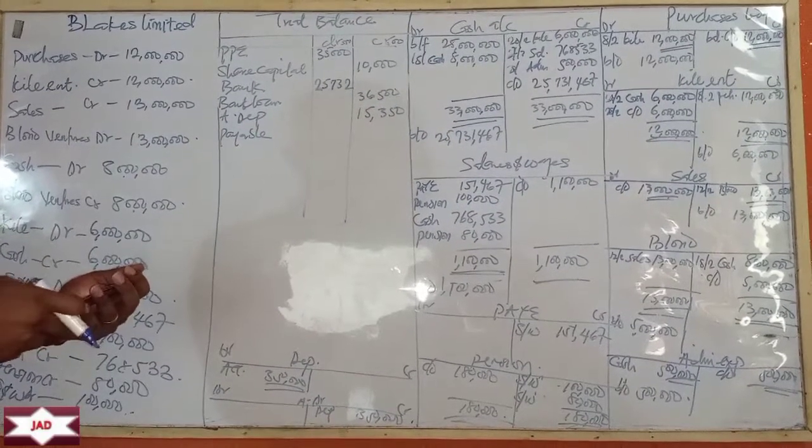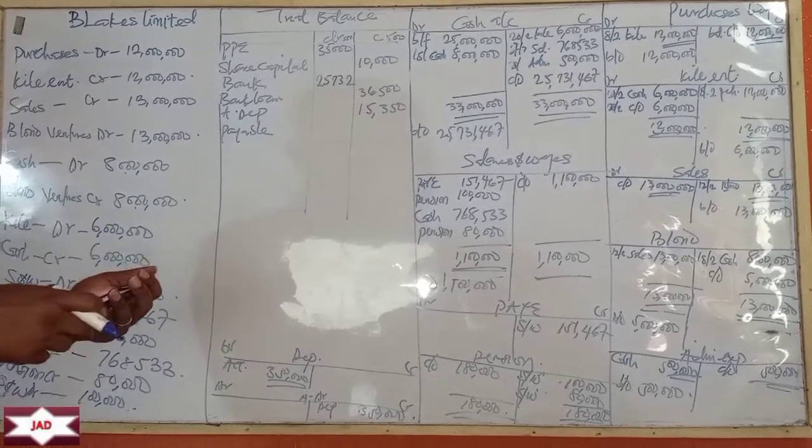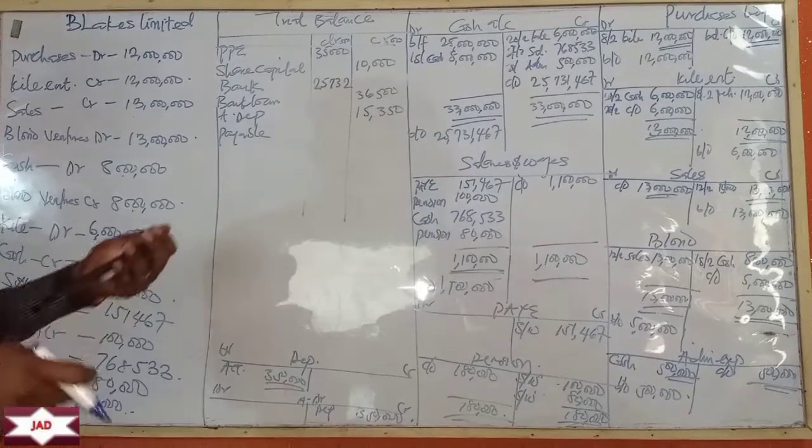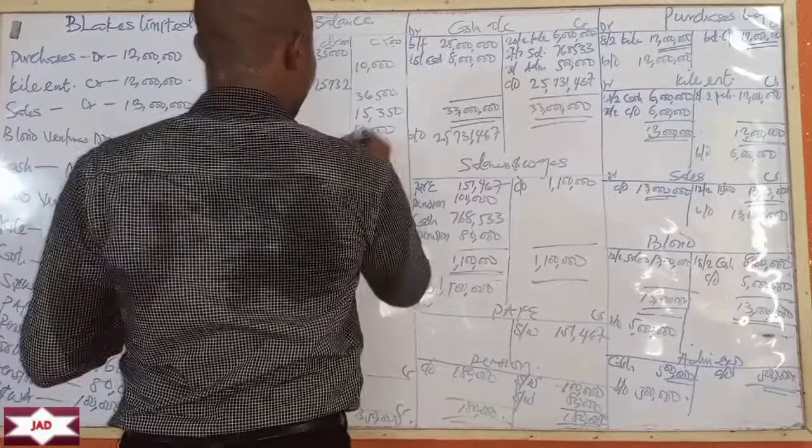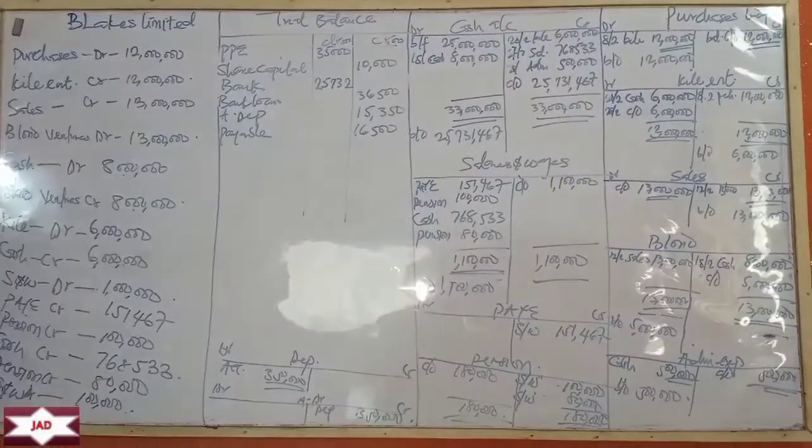6 million plus 10,500. 16,500. So payable is now 16,500. What's the next one? Receivables.